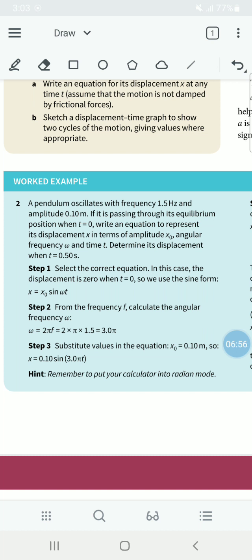Then from there we figure out omega to be 3 pi. Then you substitute these values into x equals xo sine omega t. And at that point, when you do that, you have to put your calculator into radian mode. You press the shift button and set radian mode in there.